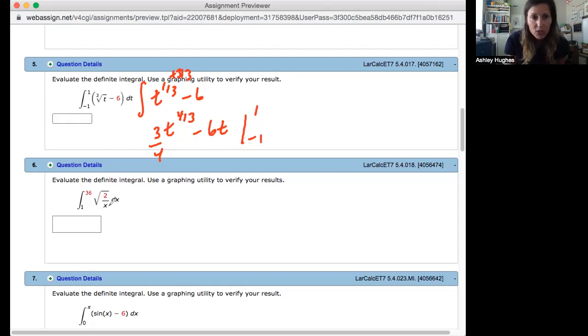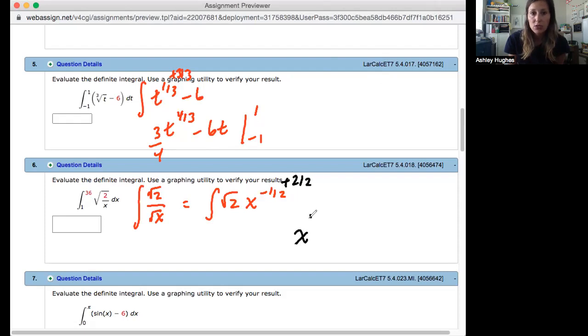This is not only just the square root of 2, but also the square root of x. So you can write it as the square root of 2 over the square root of x, which would be the square root of 2 times x to the negative 1/2. When you take the antiderivative of this, you're adding 1 to that negative 1/2, so that's like adding 2 over 2. Then that becomes x to the 1/2, and then you multiply by the reciprocal of this.